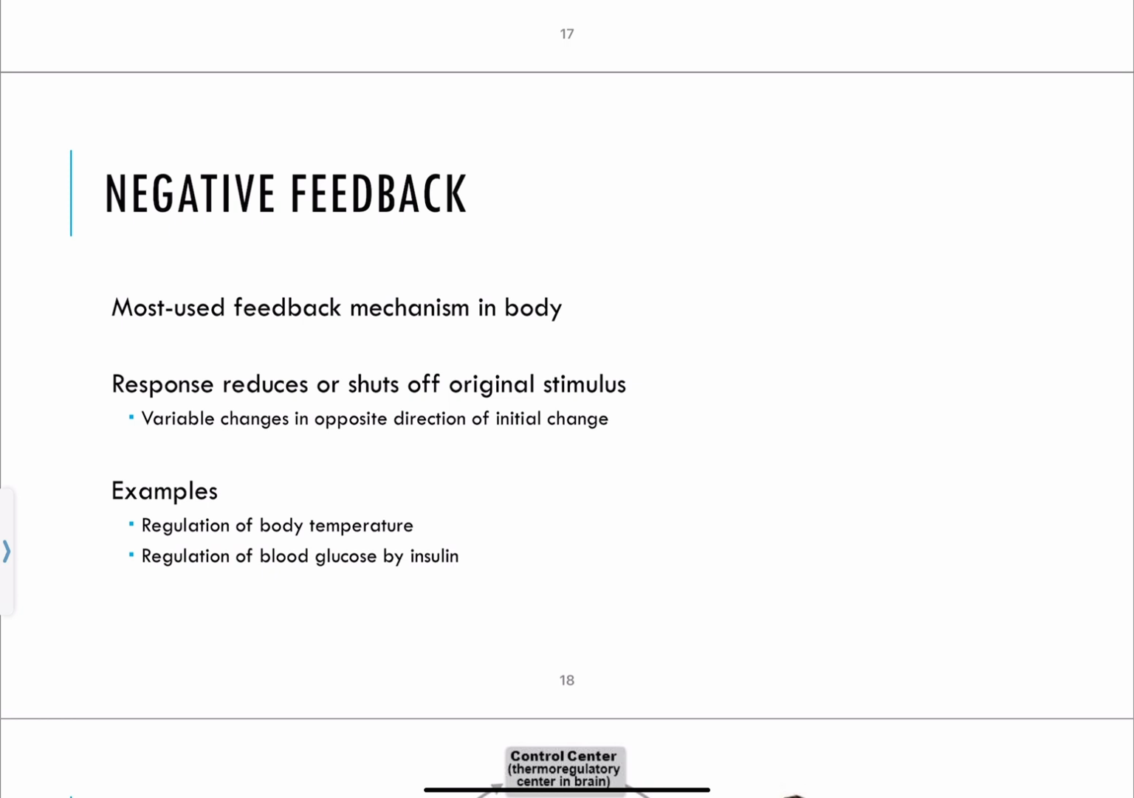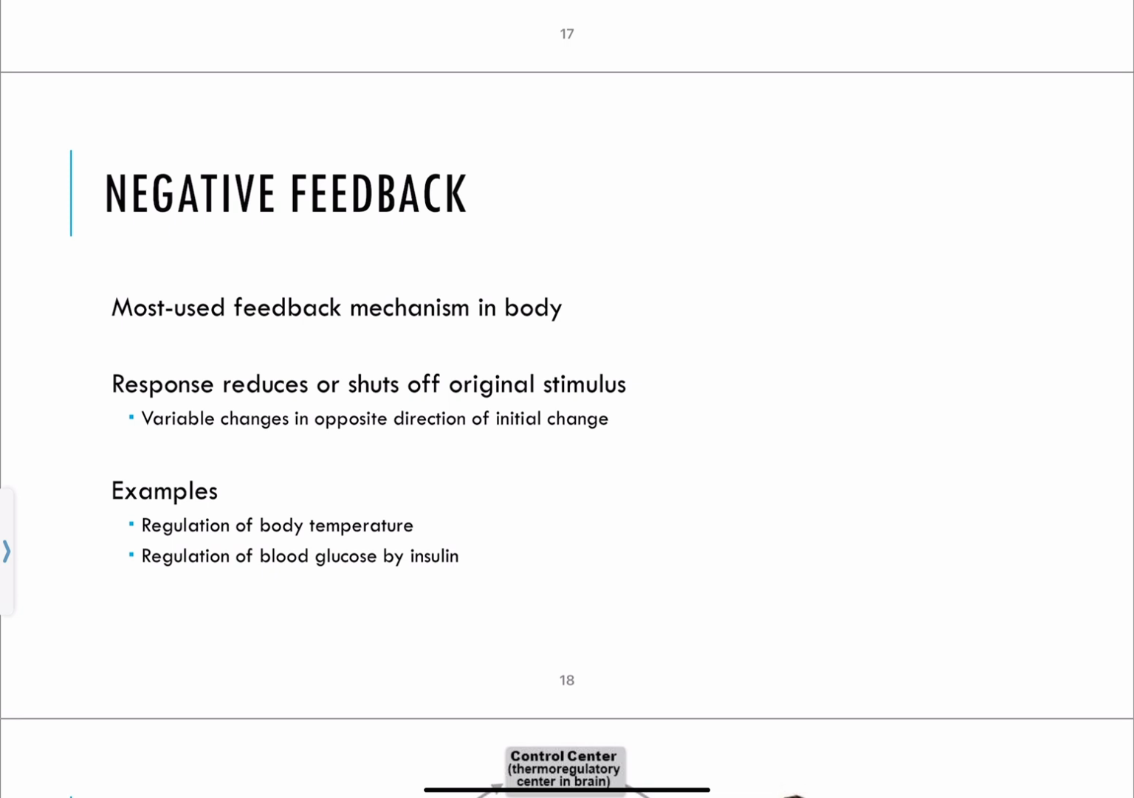If we get too hot, things happen, or if we get too cold, things happen. But the whole point of negative feedback when we talk about body temperature regulation is to bring us back down or back up to 98.6. So we want to go in a certain direction.